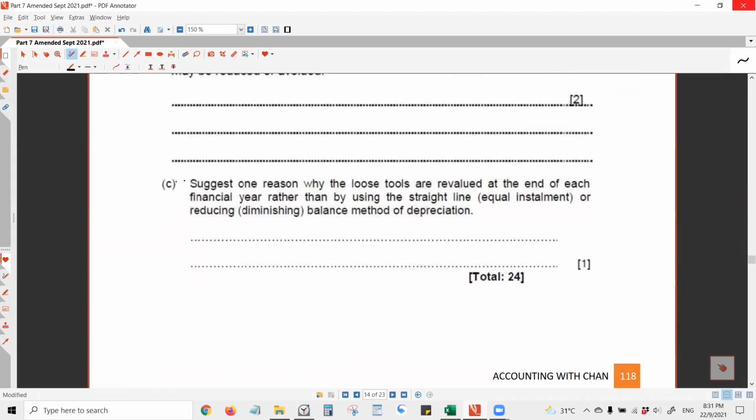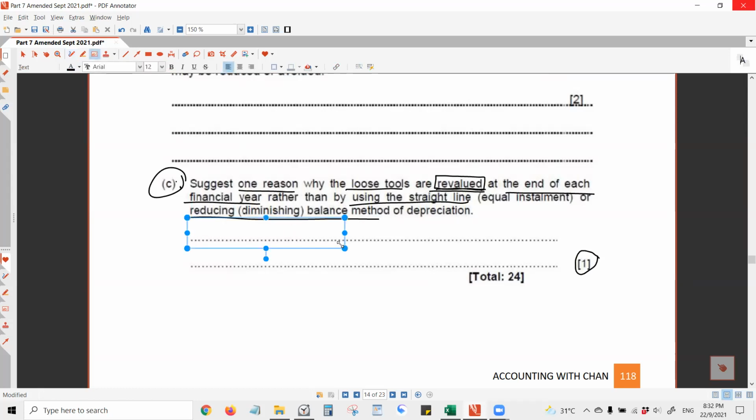Question C. Suggest one reason why the loose tools are revalued at the end of each financial year rather than by using the straight line or reducing balance method. Basically, it's asking you why you should use the revaluation method. How do I know? Because it says revalue. When you see the word revalue, it means that they are using the revaluation method. Okay, now let's write the answers together. It's a 1-mark question, so just one line will do. Okay, you follow me and write.